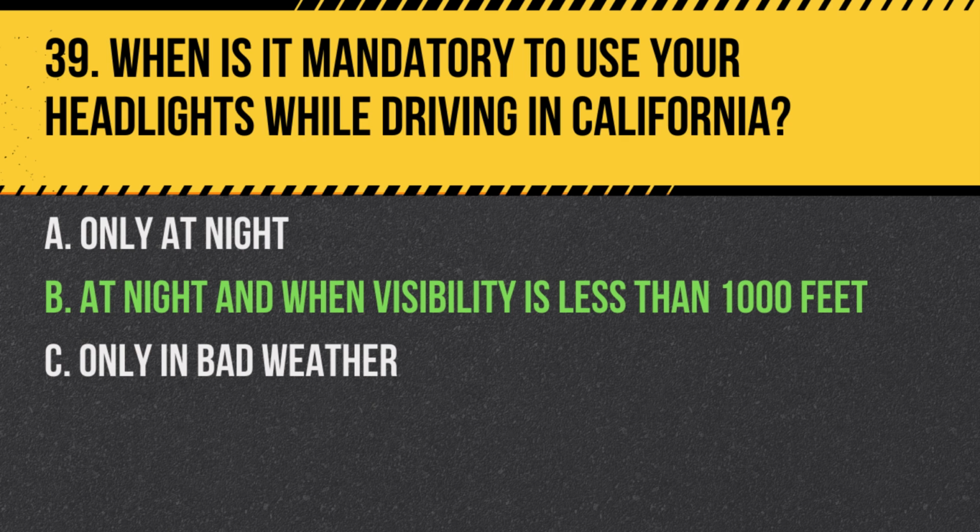Answer: B. At night and when visibility is less than 1,000 feet. California law requires the use of headlights at night and during any time when visibility is less than 1,000 feet, such as in fog or heavy rain.